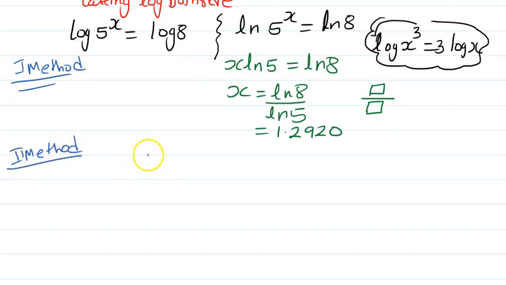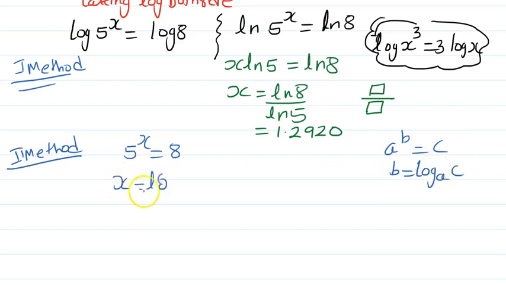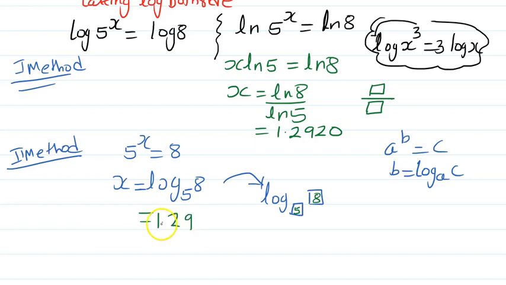So our question was 5 to the power x equal to 8. Using this formula, a to the power b equal to c, so b is log base a of c, we can use this one. So x equal to log base 5 of 8 here. Then in your calculator, you can choose this option, put here 5 and put here 8, and if you put this, then it also comes 1.2920.